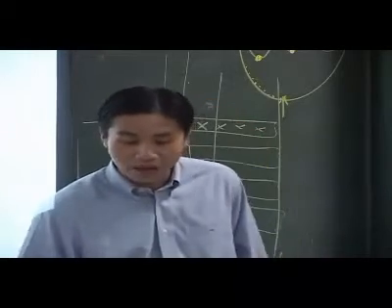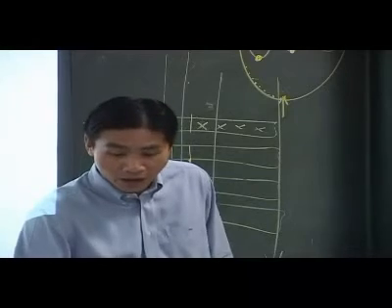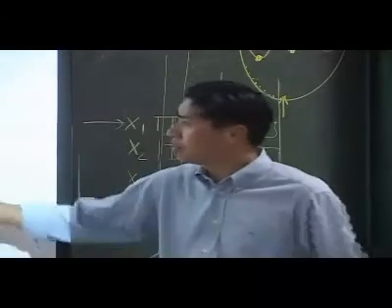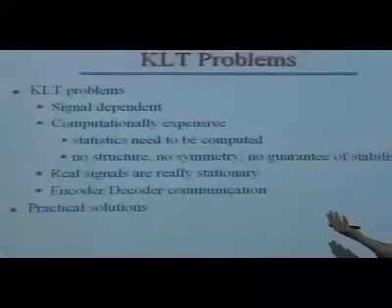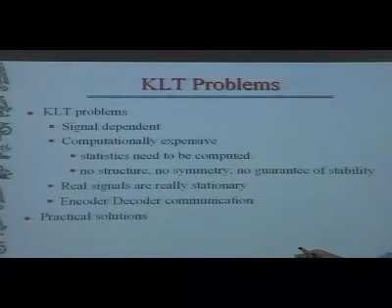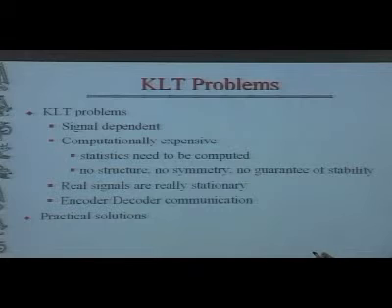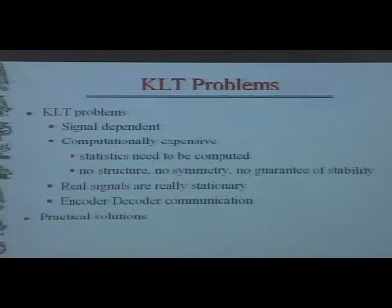Signal dependent means first of all it's computationally expensive, and the main problem is this: you need to solve this encoder-decoder communication. You need to use the same set of basis functions. So somehow you have to communicate the basis function over, and that is as costly as just sending the raw signal, N times. So completely useless from that aspect.